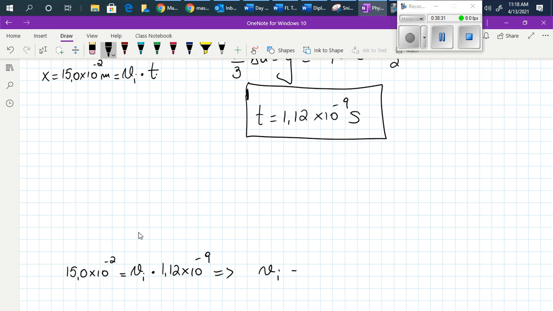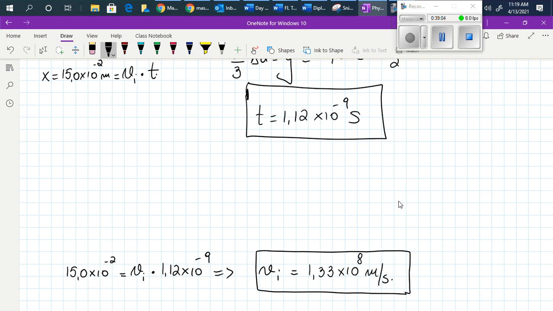And from here we find the initial velocity, and hopefully this is not more than the speed of light, because it can't be, but I'm just pulling the numbers randomly. It is 1.33 times 10 to the power of 8 meters per second. So none of the objects exceed the speed of light, which is 3.0 times 10 to the power of 8.